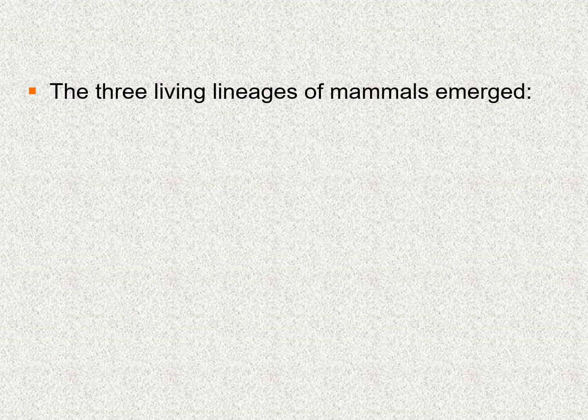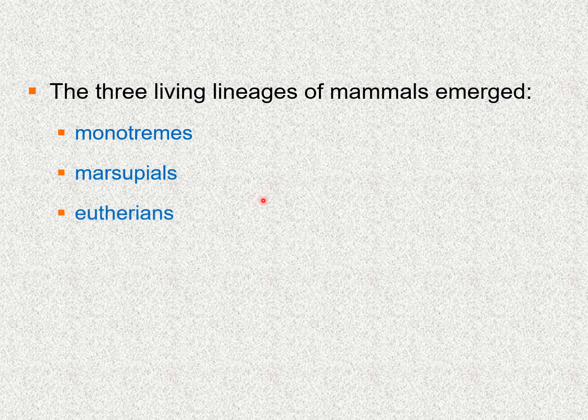By the early Cretaceous, the three living lineages of mammals emerged. The first one is the Monotremes, the second one is the Marsupials, and the third one is a much larger group called the Eutherians, and that includes the primates. Most of what we talk about in terms of Eutherians will be in the next segment. But let's take a look at the other two groups, and then introduce Eutherians, and then conclude this segment.